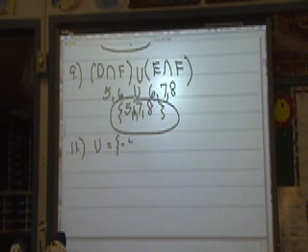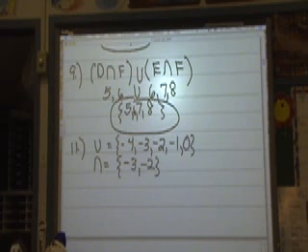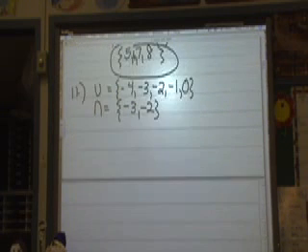-4, -3, -2, -1 and 0. Right. And the intersection, use the upside down U, which represents intersection. What do they share? -3, -2. Good.